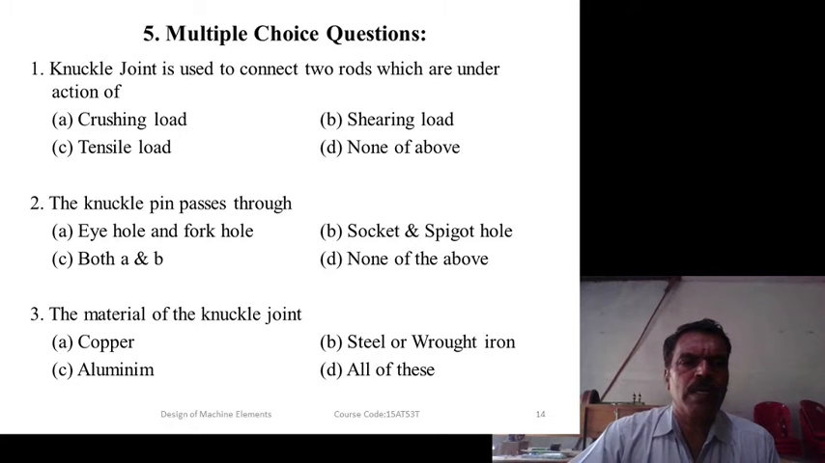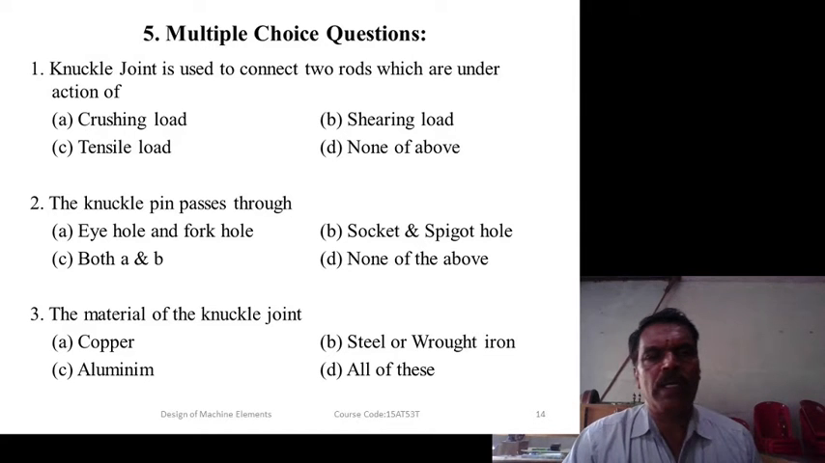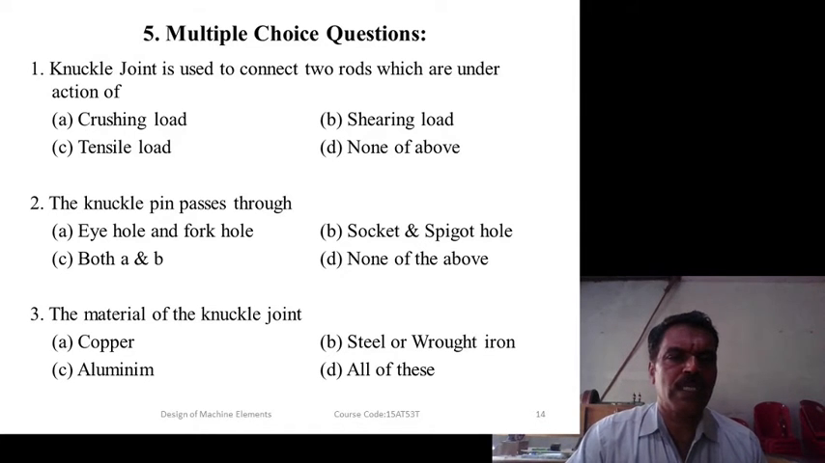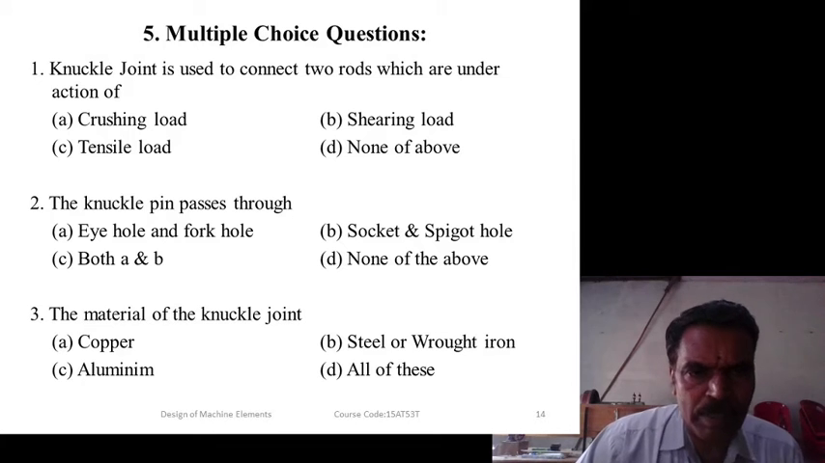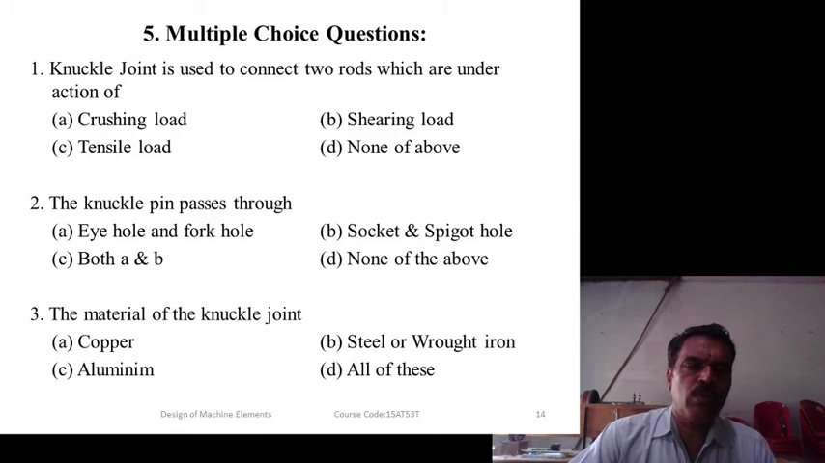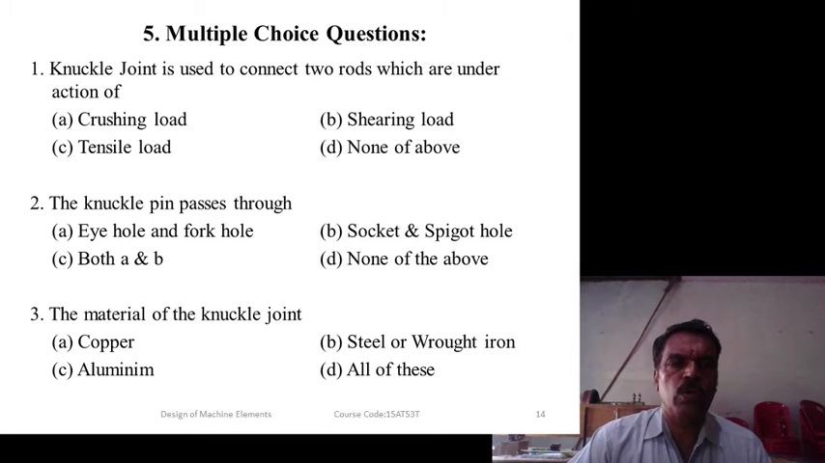So these are the questions with answers, but out of all these, you have to pick the right answer and put it on the answer side, that is, the knuckle pin passes through. So the right answer is A. The first answer is the right answer for question number 2, that is eye hole and fork hole, because the eye end is going to be inserted into the two forked ends. Then all these holes coincide, and through them you can insert the knuckle pin. Therefore eye hole and fork hole is the right answer for question number 2.